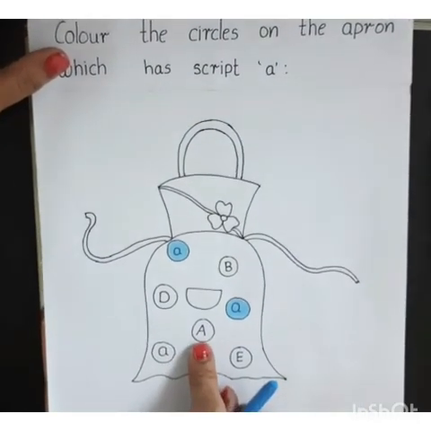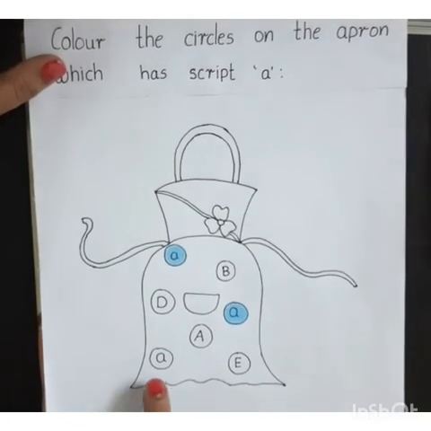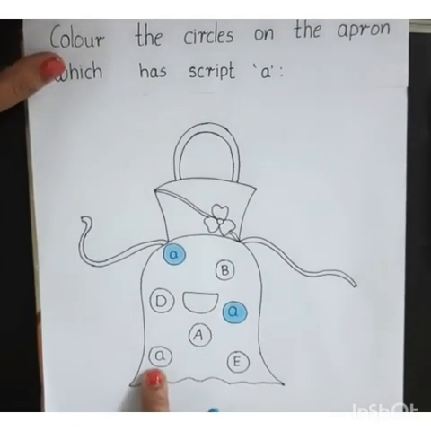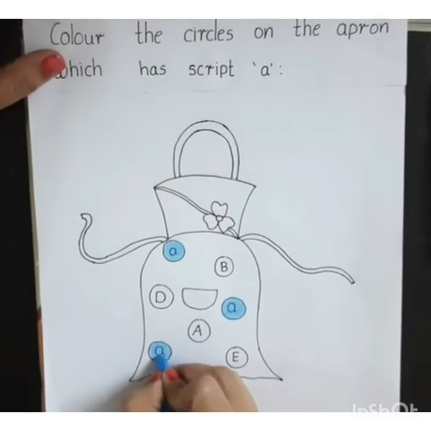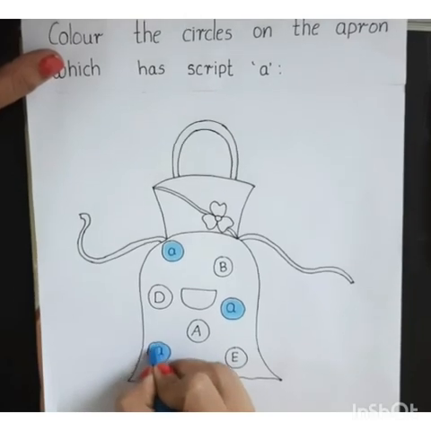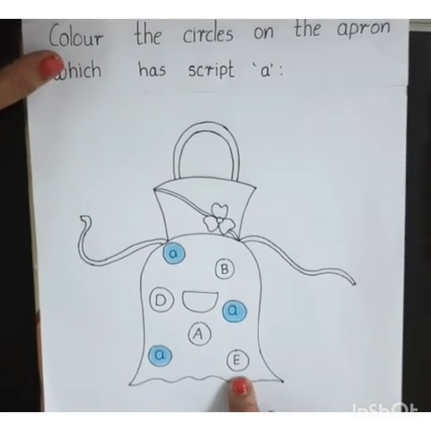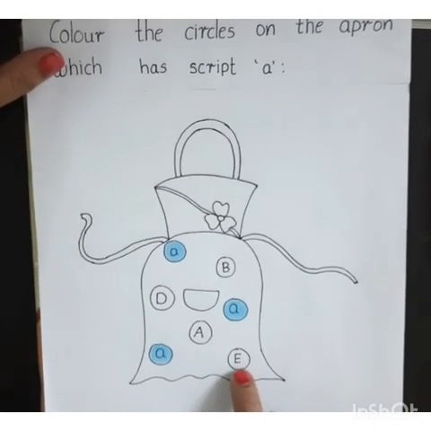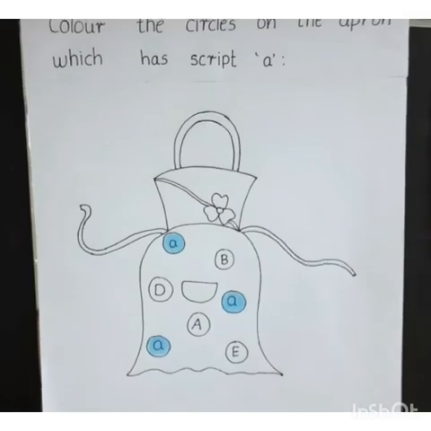And the next letter is capital A. Do we have to color in this circle? No. This one? Correct. It is script A. So we will color in this circle. And the last one is capital letter E. Do we have to color in this circle? No. So children, did you enjoy this exercise?